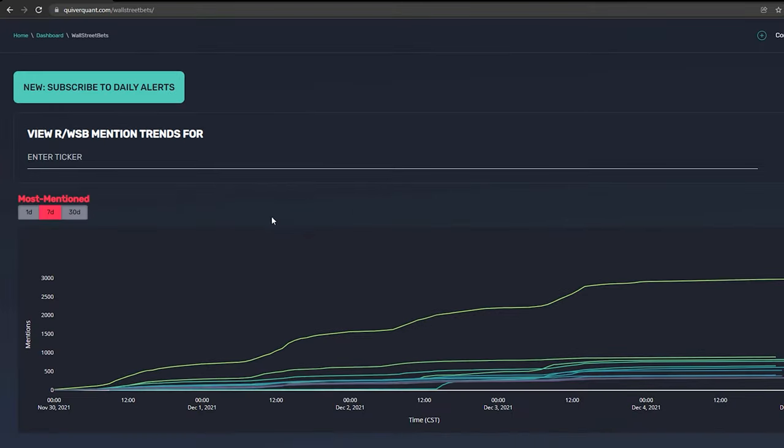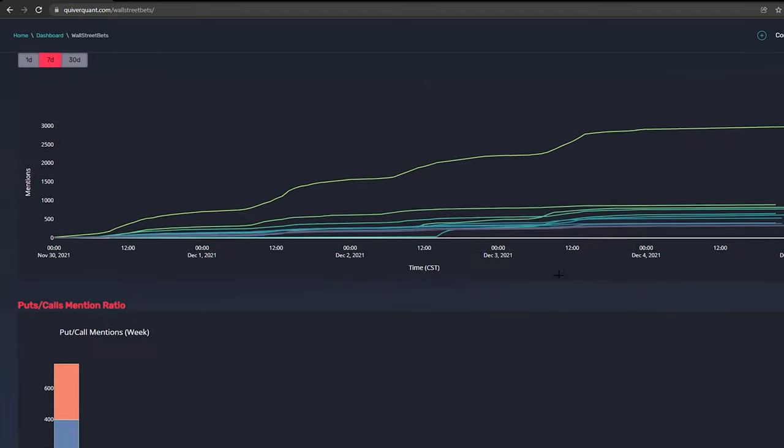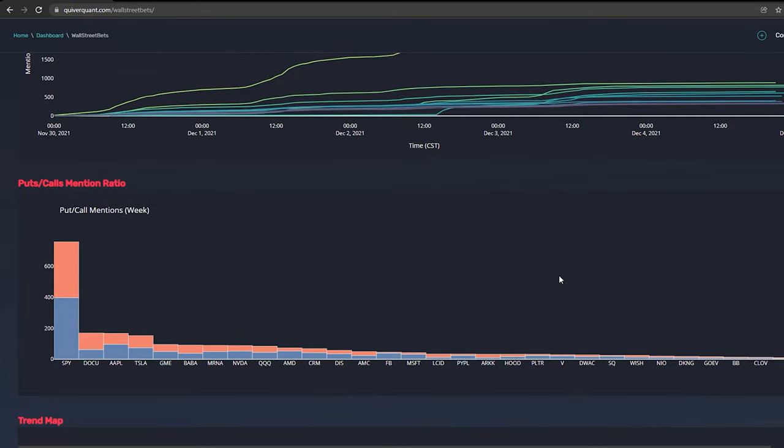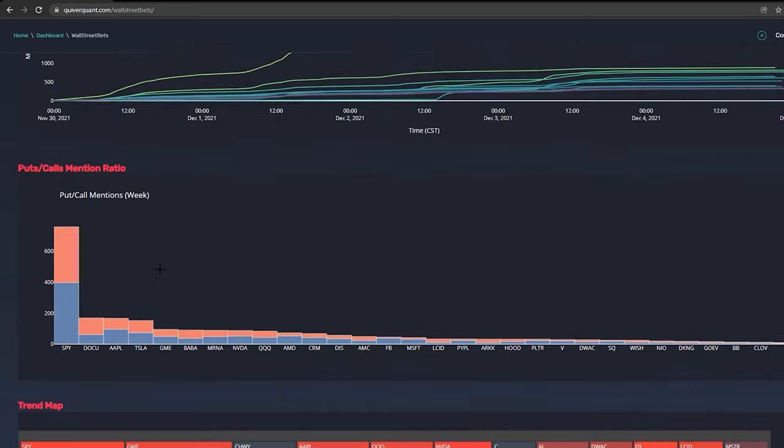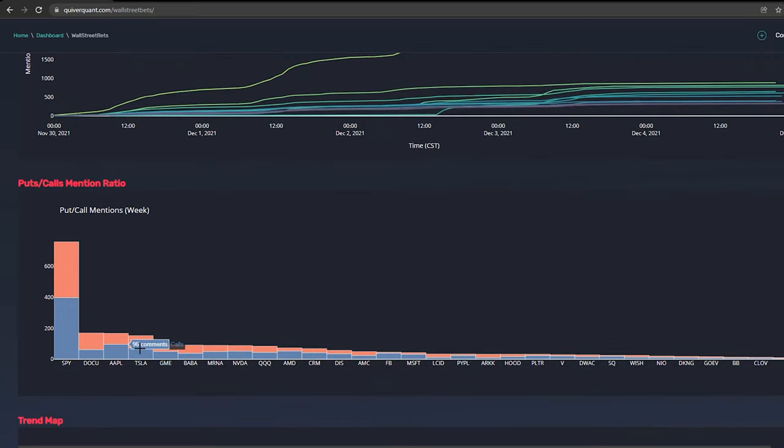But going back into this, that's not the only thing you could look at. If you scroll down, you could see puts and calls mentioned ratio, right? And you could see for specific stocks, and again, we're looking at the last 7 days, what individuals are looking into. So for Apple, it looks like more people are mentioning calls on Wall Street Bets. And then, of course, with SPY, it looks like it's pretty even.